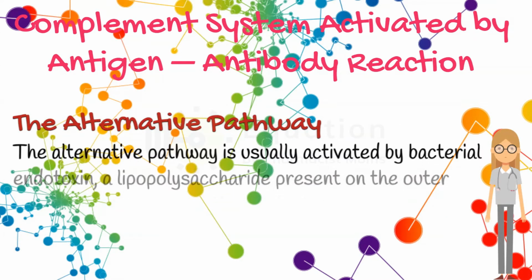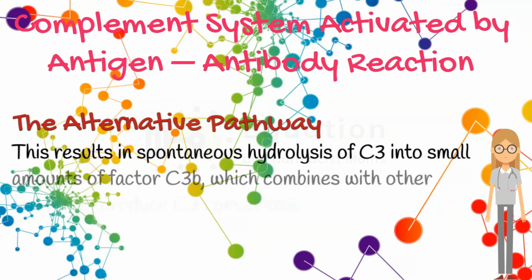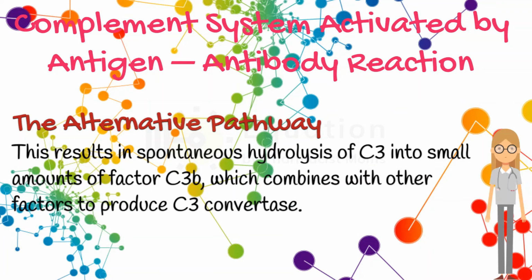Third one is the alternative pathway. The alternative pathway is usually activated by bacterial endotoxin, a lipopolysaccharide present on the outer membrane of gram-negative bacteria. This results in spontaneous hydrolysis of C3 into small amounts of factor C3b, which combines with other factors to produce C3 convertase.